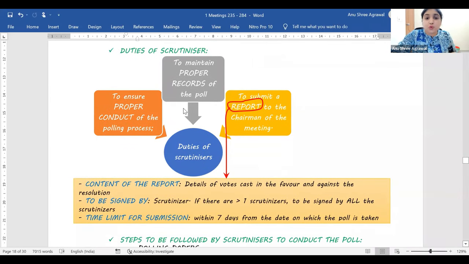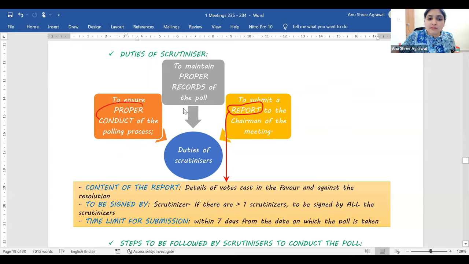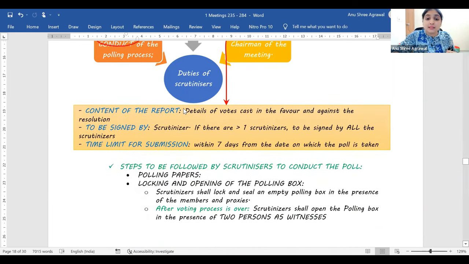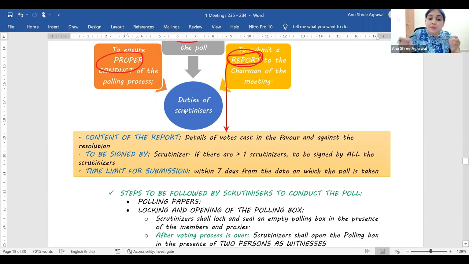What will these scrutinizers do? They will do three things. They will properly conduct the poll, they will maintain proper records, and they will prepare a report. Three things, guys: proper conduct, proper records, and report. In this report, they will write how many votes were in favor and how many votes were against. See, in this report, they will not say resolution was passed or not passed.